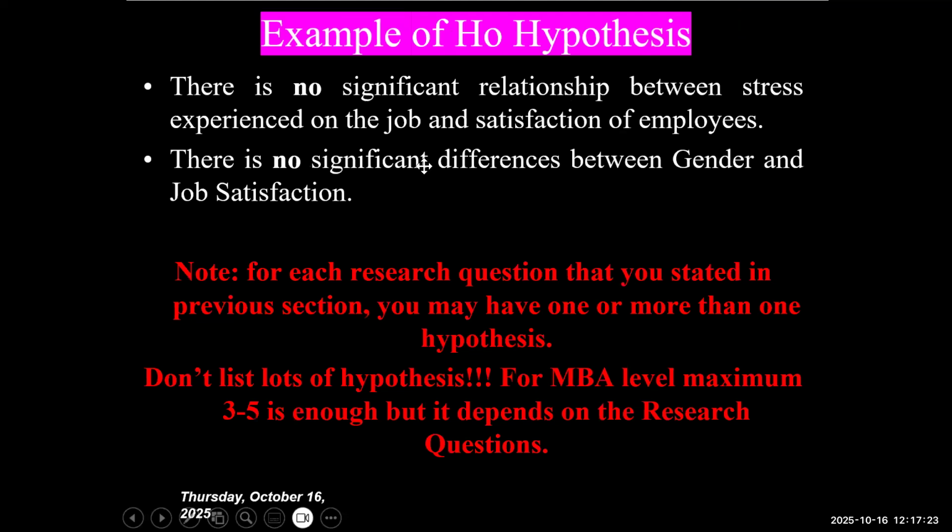Now, these are also examples about the null hypothesis, but that one we don't state them. So you see, anytime we have this one, the H1 will be there is a significant relationship between stress experienced on the job and satisfaction of employees. If we want it to be the null one, then we just put the word no. And that's why I say there is no significant relationship, then it becomes the null hypothesis.